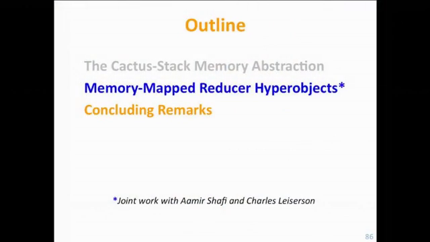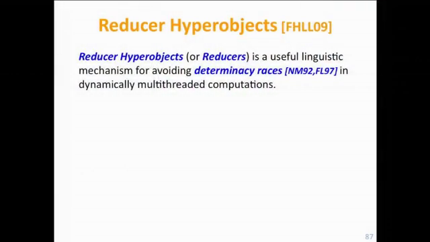Next, I'm going to briefly touch on the memory-mapped reducer hyperobject because I think I'm running out of time. So, reducer hyperobject. What's a reducer hyperobject? It's a useful linguistic mechanism for avoiding determinacy races in a dynamic multithreaded region.